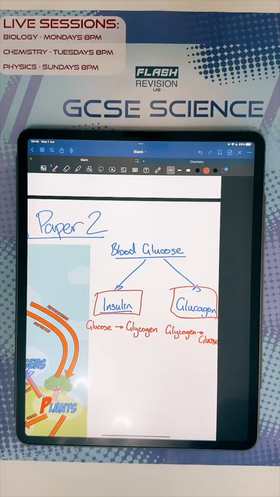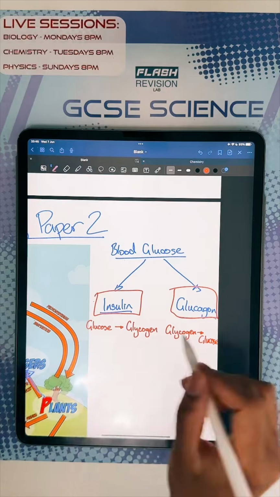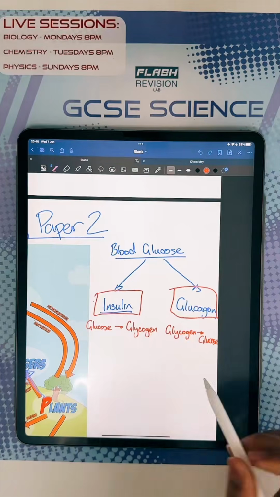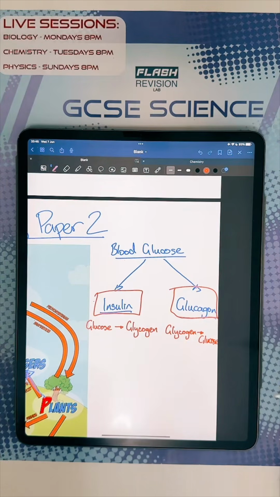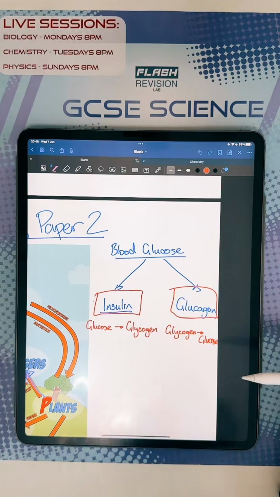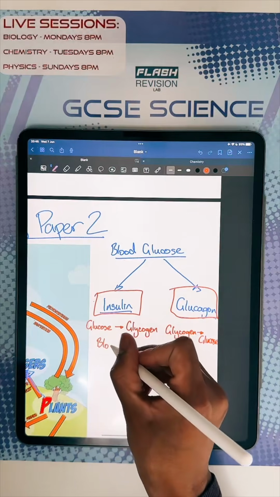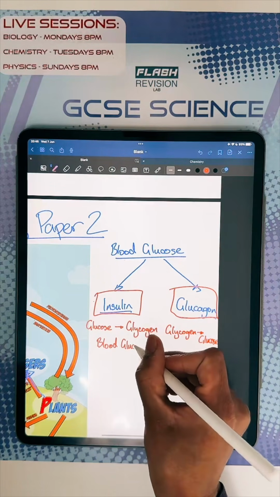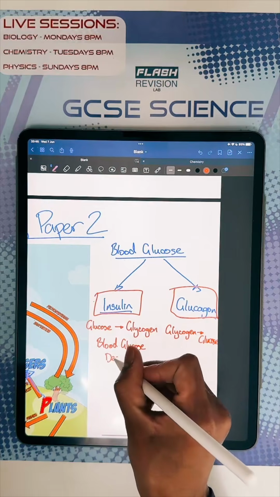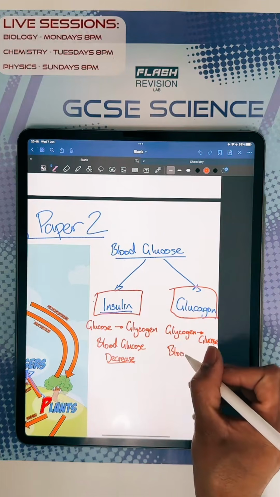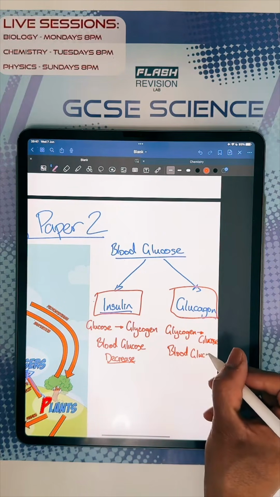That's a good way to remember it. The glucose is gone. Glucagon. G-O-N for gone means the glucose is gone because, wait, does that work? Glucagon turns glycogen into glucose. So I don't think that works. Anyway, insulin causes blood glucose to decrease. This one does the opposite. It causes blood glucose to increase.